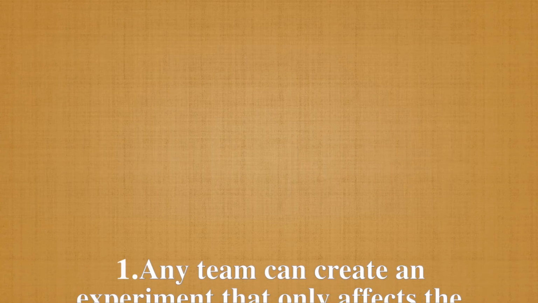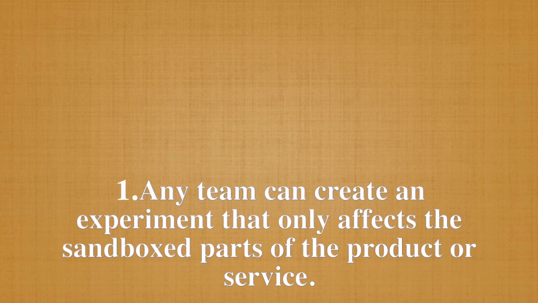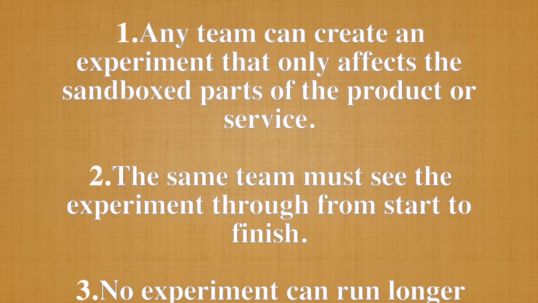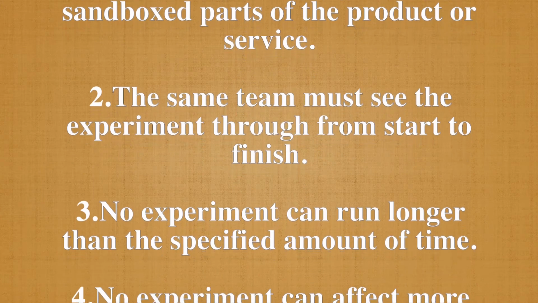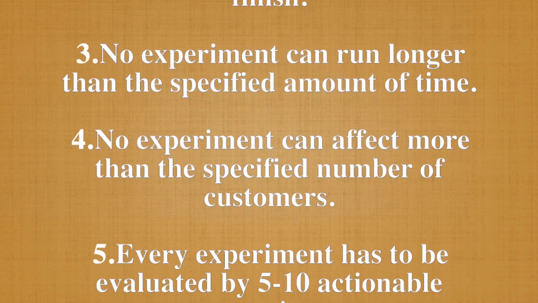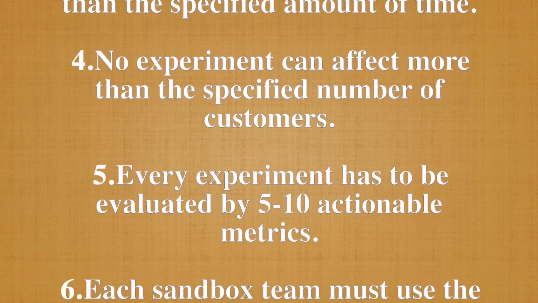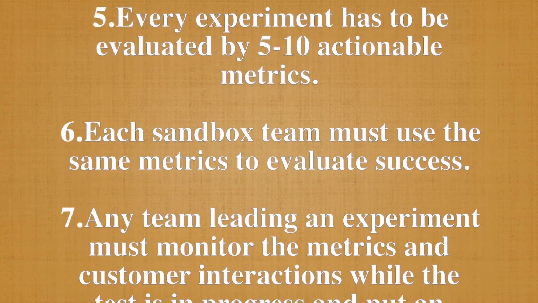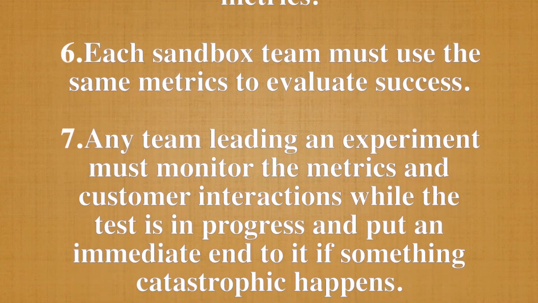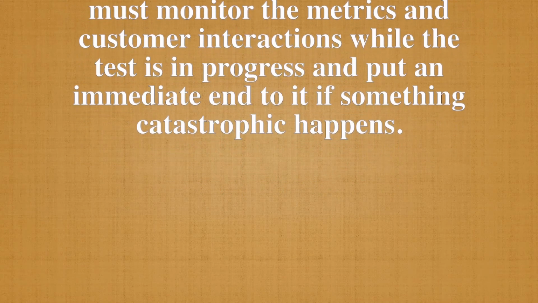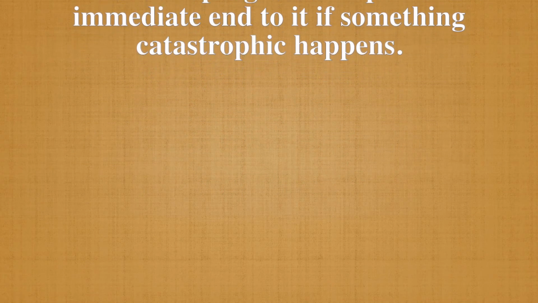First, any team can create an experiment that only affects the sandboxed parts of the product or service. Second, the same team must see the experiment through from start to finish. Third, no experiment can run longer than the specified time. Fourth, no experiment can affect more than the specified number of customers. Fifth, every experiment has to be evaluated by 5 to 10 actionable metrics. Sixth, each sandbox team must use the same metrics to evaluate success. Seventh, any team leading an experiment must monitor the metrics and customer interactions while the test is in progress and put an immediate end to it if something catastrophic happens.